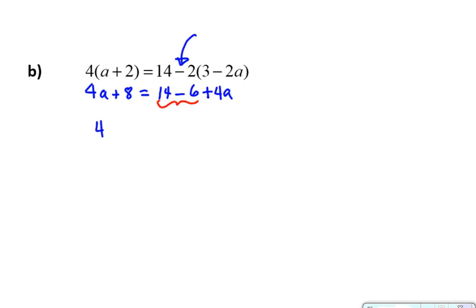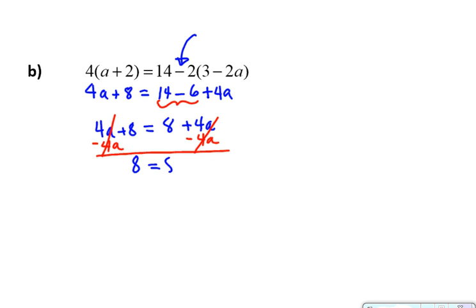So I will then have 4a plus 8 equals 14 minus 6, which is 8, plus 4a. Now when I combine my a's and I subtract my 4a from both sides, those will both subtract out, and I will be left with 8 equals 8, which is always true. So if I end up with a statement that is obviously always true, then I know that there is an infinite number of solutions and that this is an identity. So any number I substitute in for a in the original problem will check out to be a true statement.